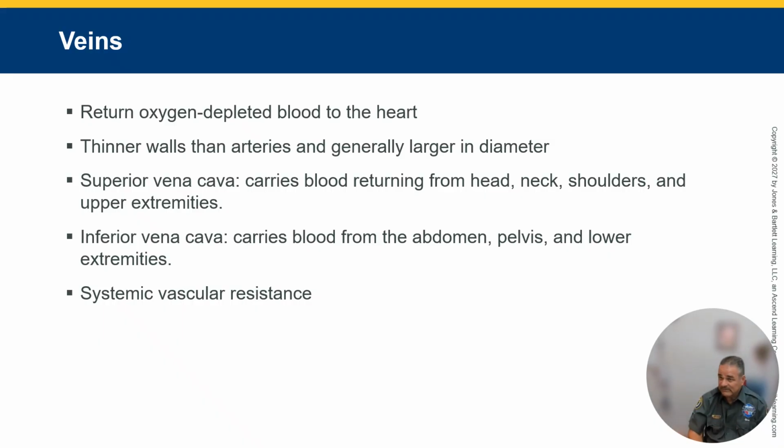Veins. They return the oxygen depleted blood to the heart. They have thinner walls than arteries and are generally larger in diameter. The major veins include the superior vena cava, which carries blood returning from the head, neck, shoulders, and upper extremities. The inferior vena cava carries blood from the abdomen, pelvis, and the lower extremities. So you have the superior, which is up high, and inferior, which is low. And the division happens at the umbilicus.